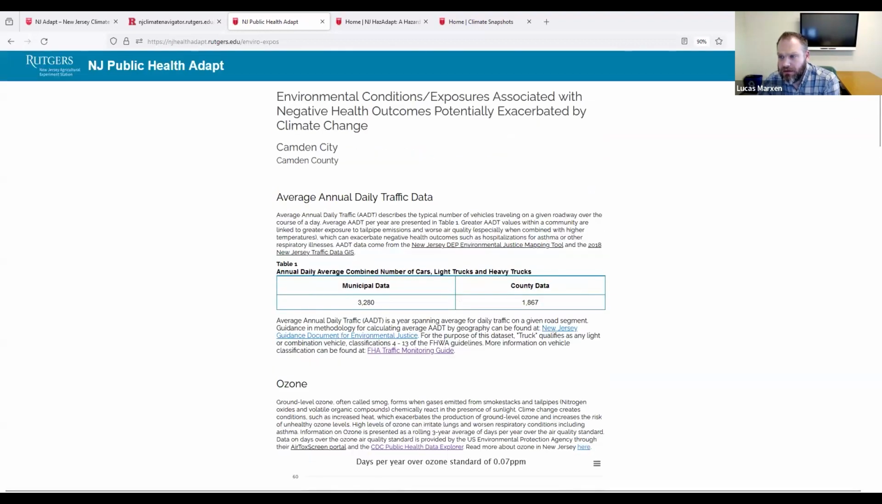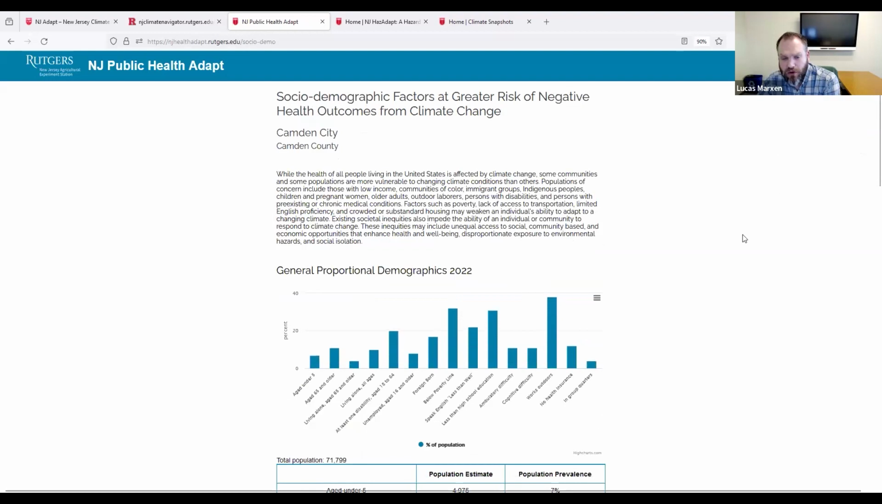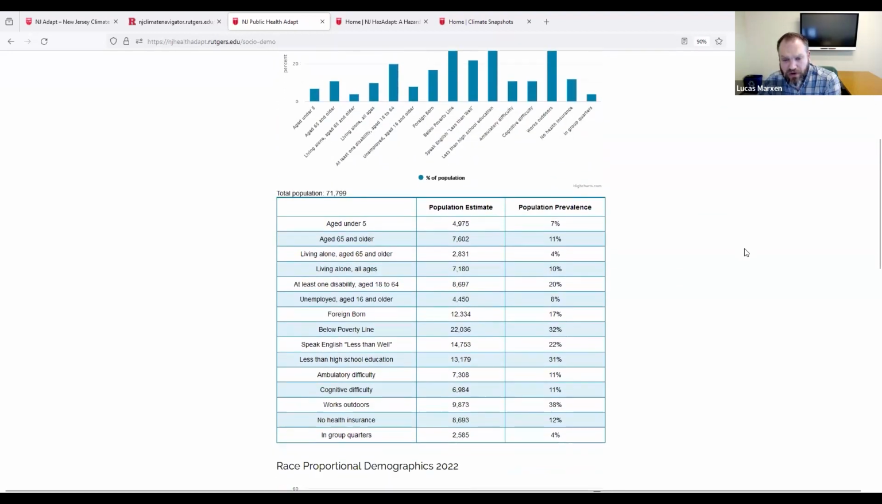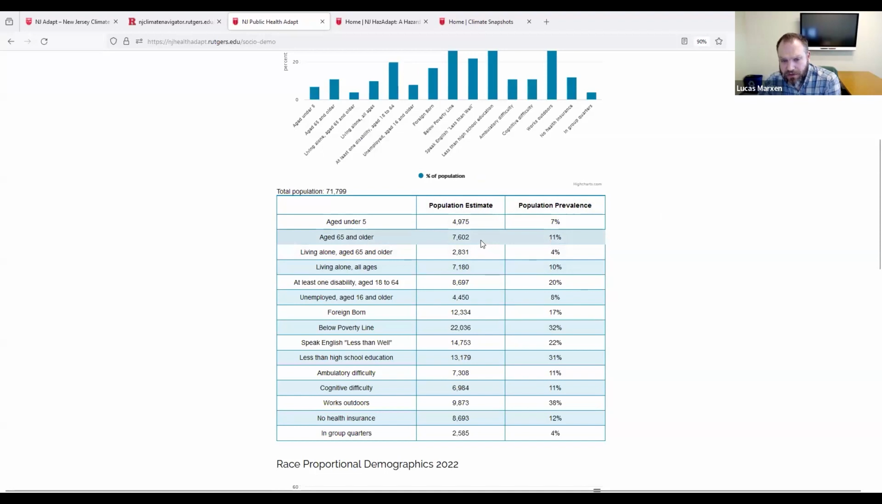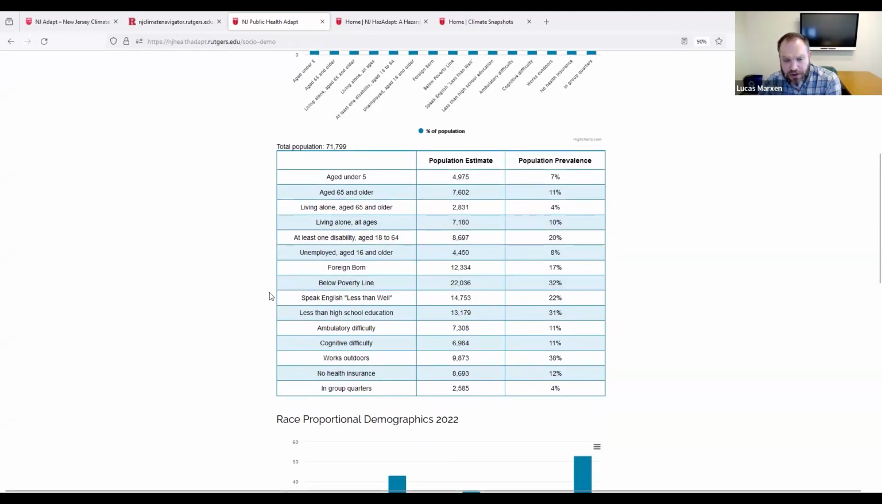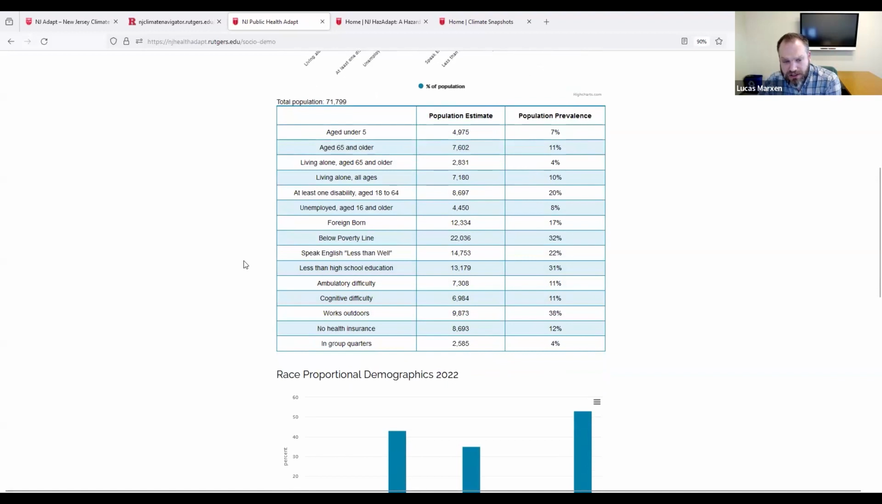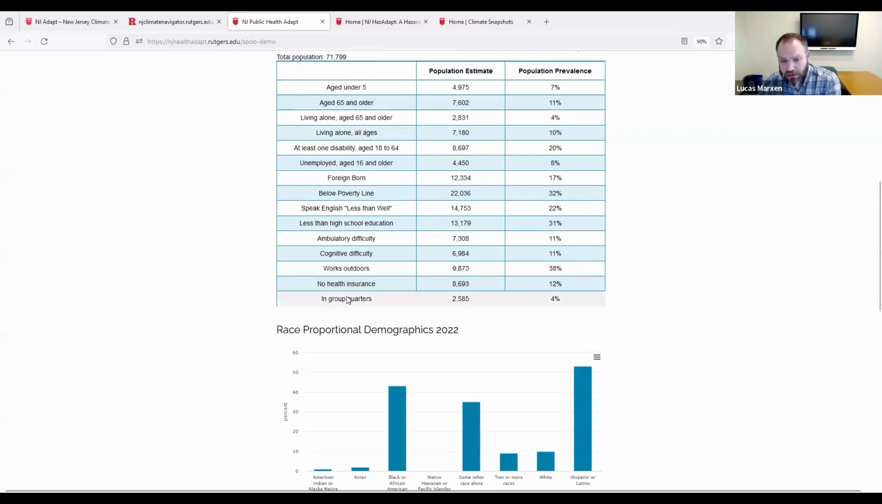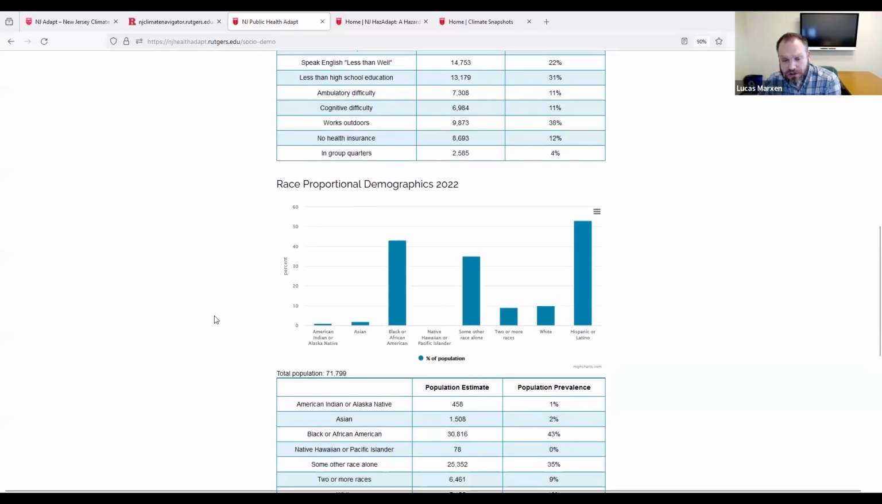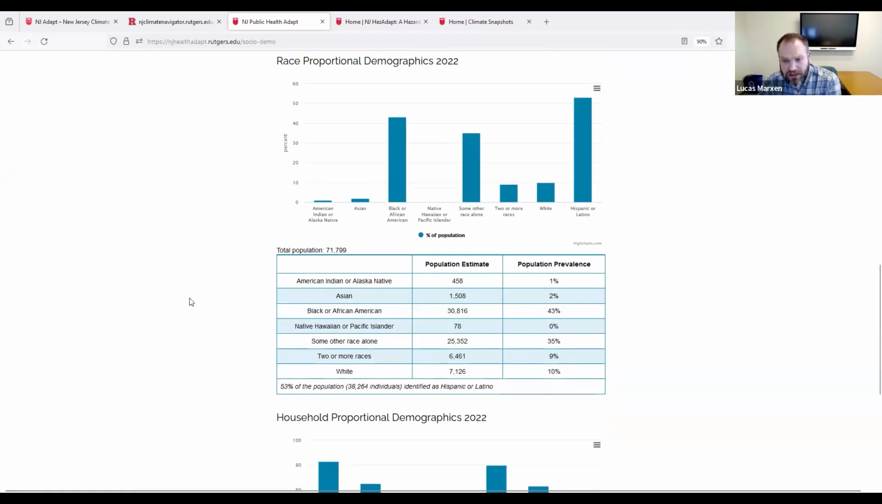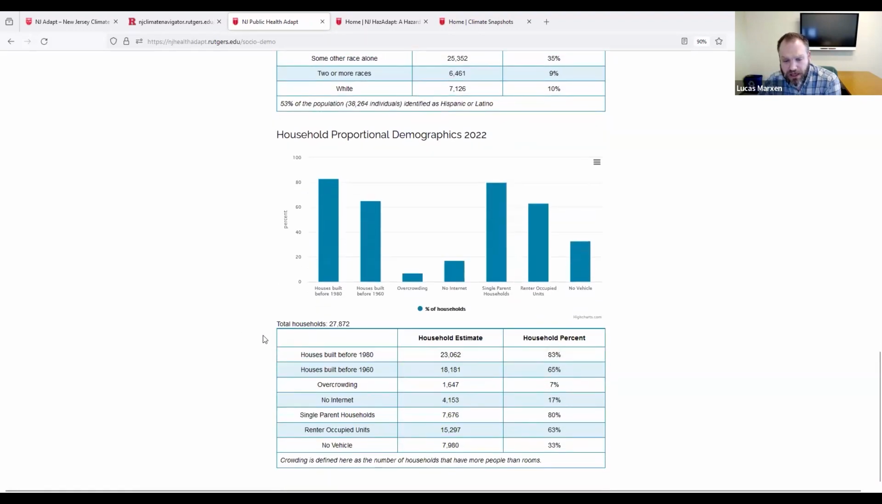And then finally, we have our socio-demographic report, which I showed earlier. Again, we provide the detailed information about the population estimate from the Census American Community Survey, as well as the percentage within the population. Like I said, we look at things such as age, people below the poverty lines, people that speak English less than well, people with less than high school education, people with different types of disabilities, people who work outdoors that may be particularly at risk to high heat issues, people with no health insurance, or people who live in group quarters. Again, the breakout by race and ethnicity, and those household breakouts as well.